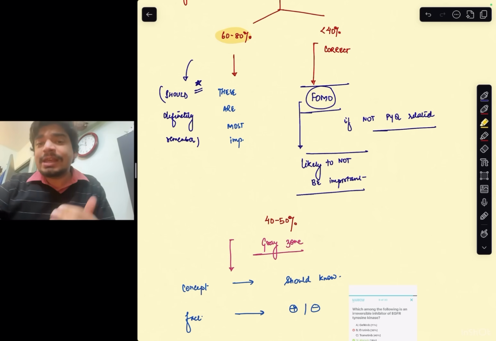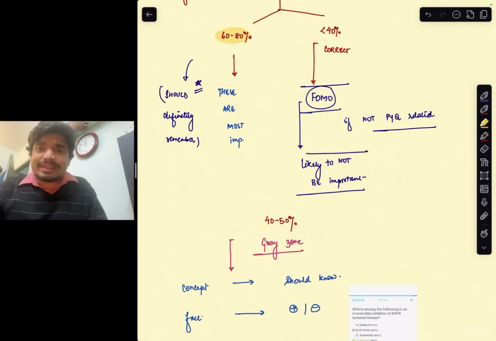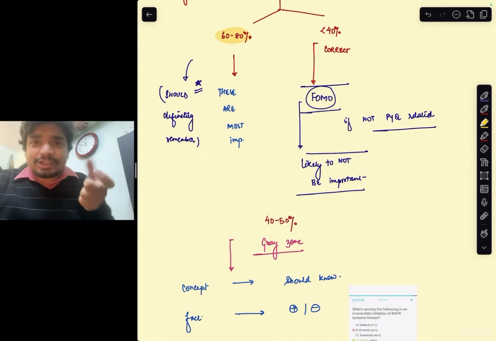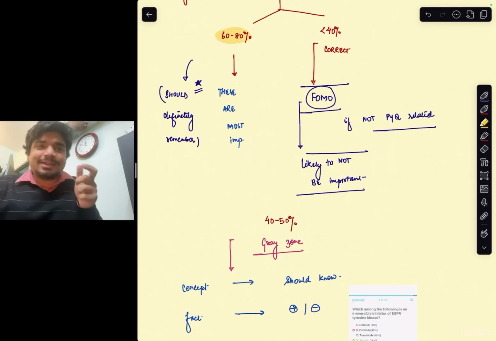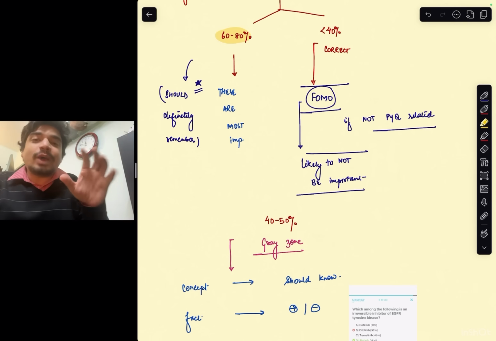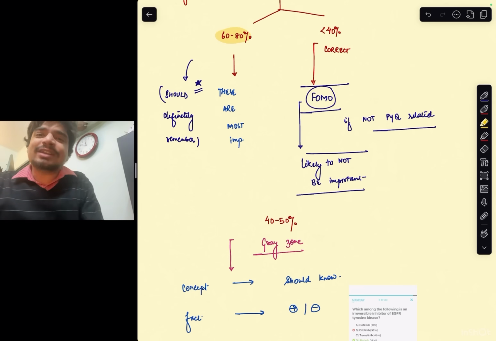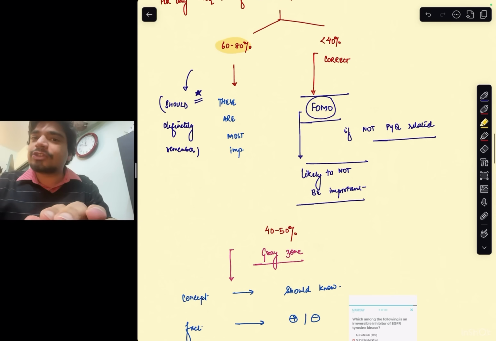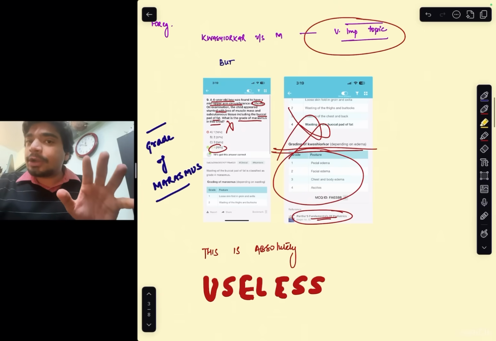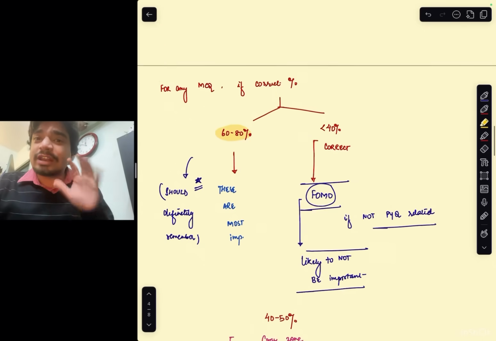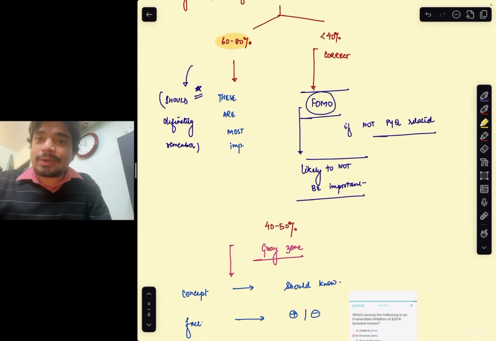This is my assessment. Less than 40%: if it's a concept and it was a tricky question, let's say they used some trick and you had a feeling about it, then maybe you can keep it in your notes. But if it's a random fact which has come from anywhere, even in an important topic module, that's a useless question. Always remember that even in important topic modules, there can be some useless facts which are not required.